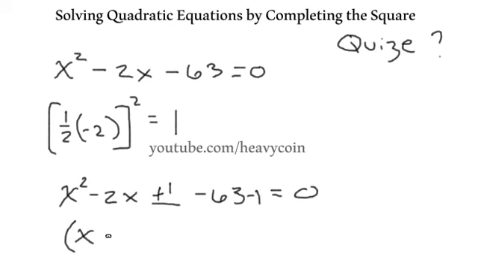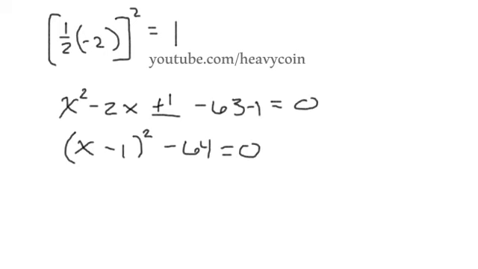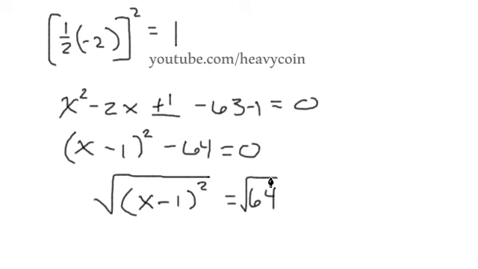So then we say x, and then half of this negative 2, which would be negative 1, squared. And then minus, and this is going to be 64. Right? Negative 63 minus 1. And then we just take that 64 to the other side. And then, of course, we have to square root both sides to get rid of this square. Now, don't forget the plus or minus. So it'd be plus or minus 8.